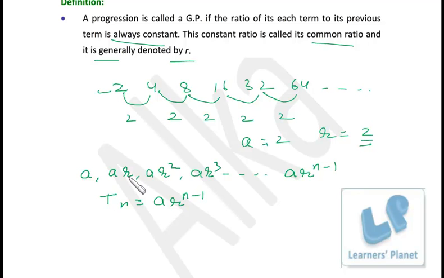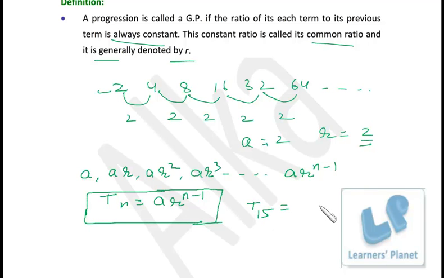In the second term there is 1 r, in the third term there are 2 r, in the fourth term 3 r. So in the nth term there will be n minus 1 r. Okay, so this is the formula for the nth term of the GP, right? Suppose for this particular sequence you have to find the 15th term. So how do we do that?